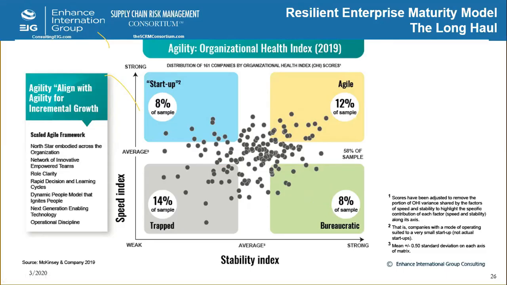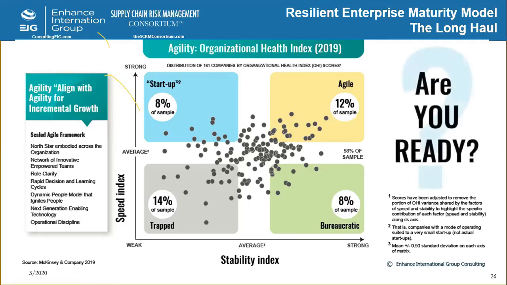And then finally on the top right, you have agile, all right? And what does that indicate? Very strong speed index and a very strong stability as well. So this model answers the third question, which is, are you ready for risk management and change management? So we tried to give you a sense of visually, who are you, where are you, and are you ready?